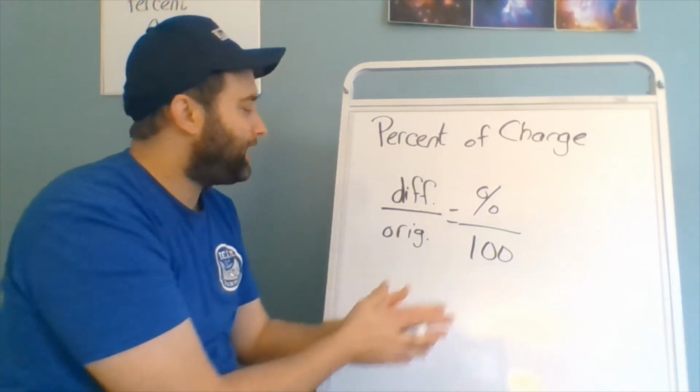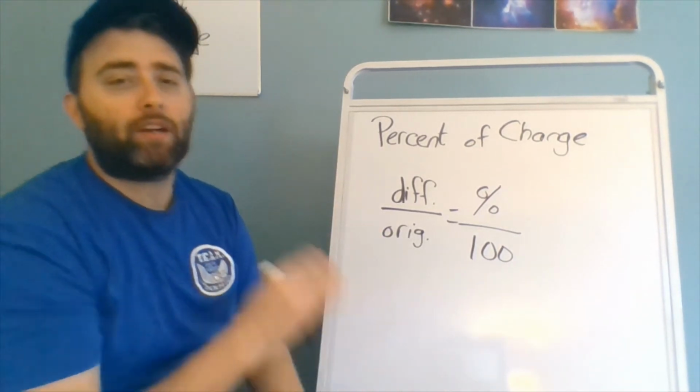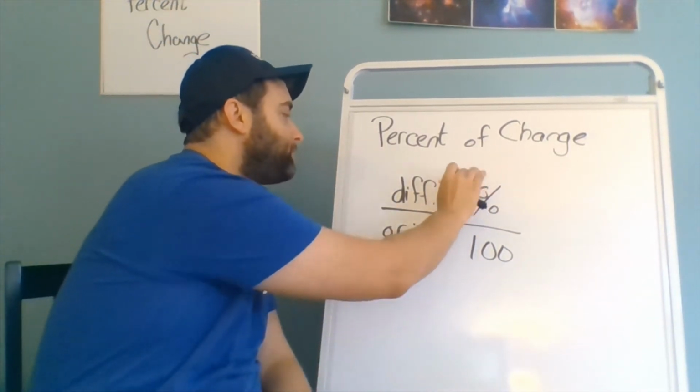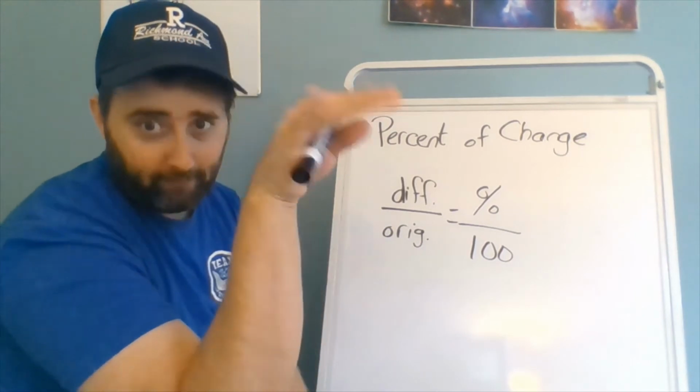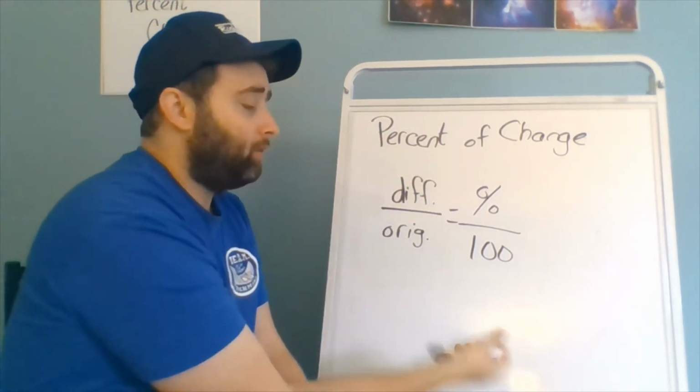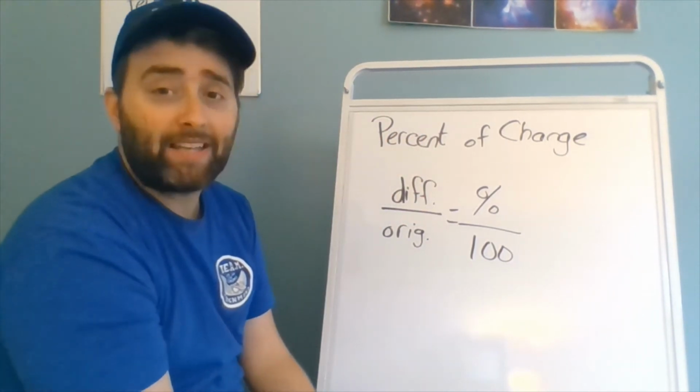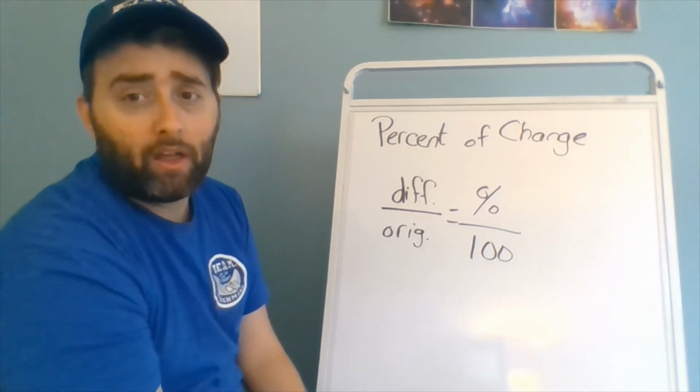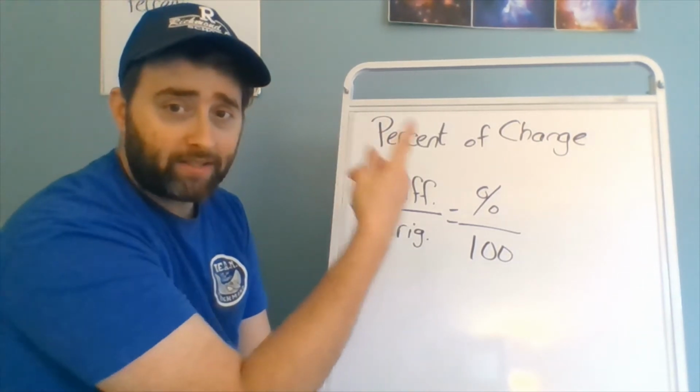I feel like maybe. Okay, so this is our formula for percent of change. Difference over original equals percent over 100. Now, my example problem. I've already been given what we're going to call a markup, so price up.